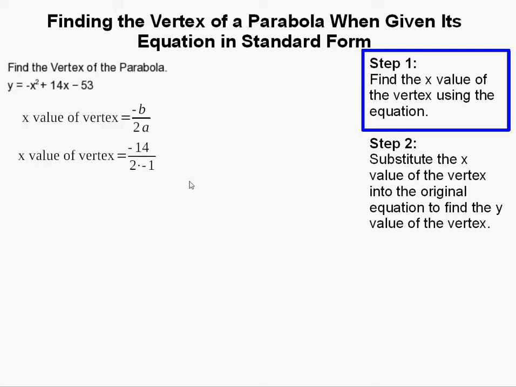Here it is right here. So I substituted the values. Negative b, where b here is 14, so I put negative and then the 14. Then 2 times a, so 2, and then a here is negative 1. Don't forget that.